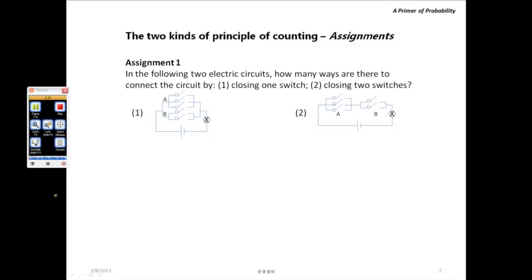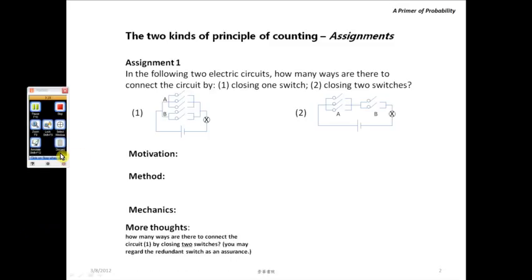For question 1, what's our motivation? Our motivation is to get light by closing 1 of the switches. What might be our method?